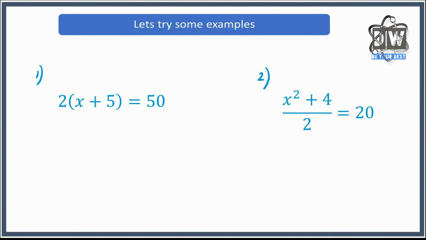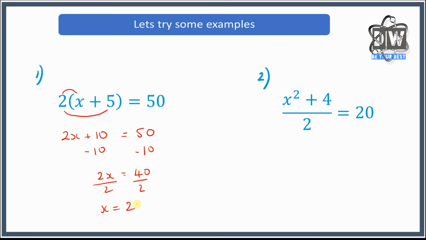Okay, so the first thing we should have done was multiply it out of the brackets here and here. So we've got 2 times x gives us 2x, 2 times 5 gives us 10, and that equals 50. What are we going to do? We're going to subtract 10 from both sides. That leaves us with 2x equals 40, divide by 2 and divide by 2, x equals 20. And again, we could put that in and we'd work out that it was absolutely bang on.